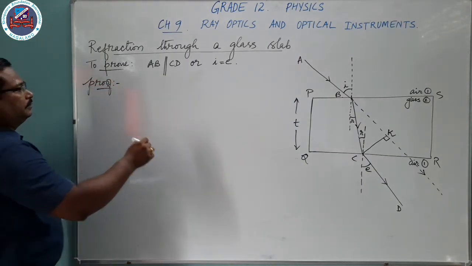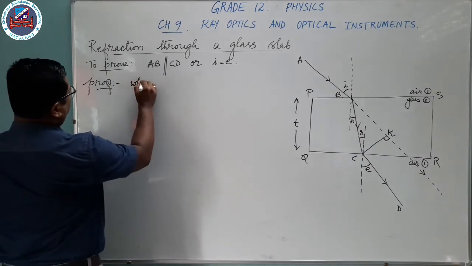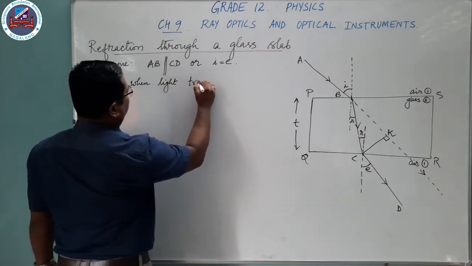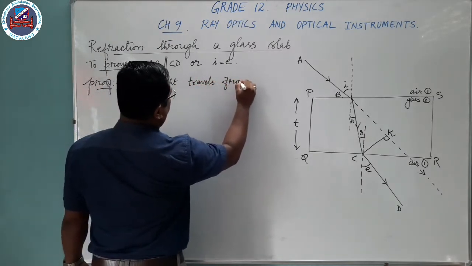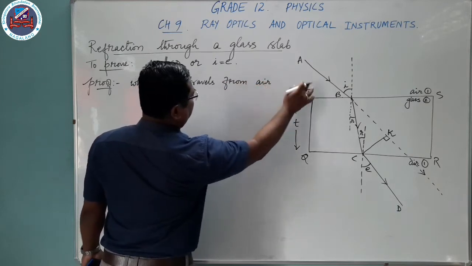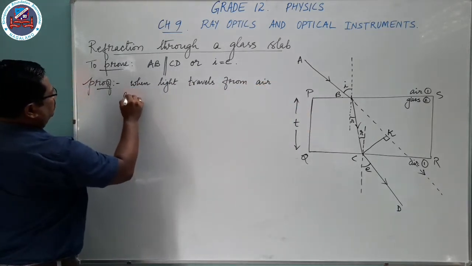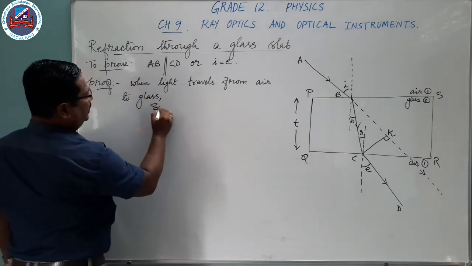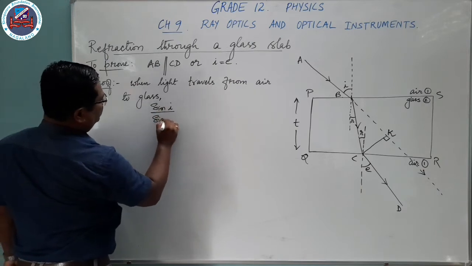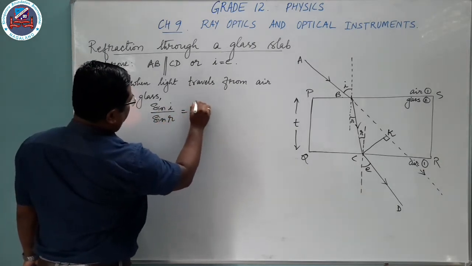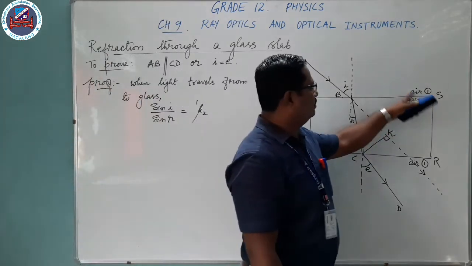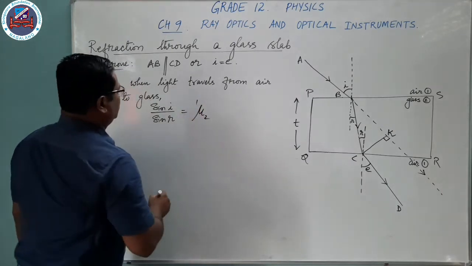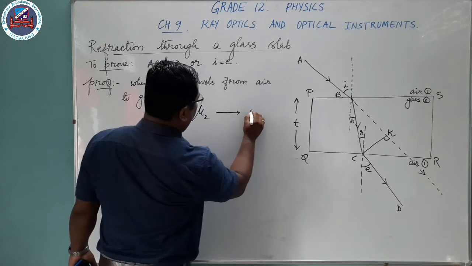When you do the proof, you write it when light travels from air to glass, use your Snell's law, sin I by sin R is equal to refractive index of second medium with respect to first. Now this one I'll mark it as equation number 1.